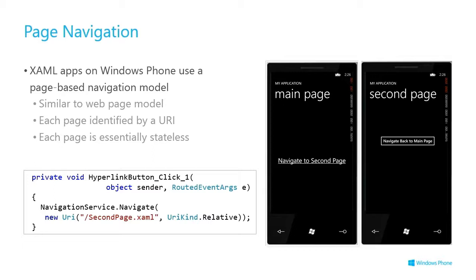If you're going to navigate forward, this is a forward navigation. In this example, you can see on the images there, we're going from the main page, which has a hyperlink control on it with the text navigate to second page.